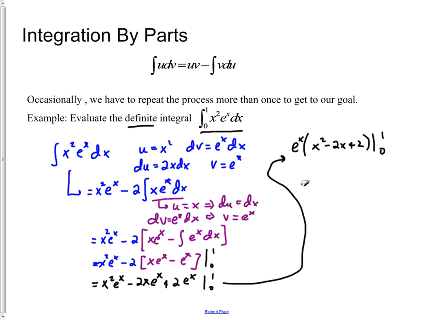So let's see what's going to happen. At x equals 1, we're going to get e to the first times 1 squared minus 2 times 1 plus 2, well, that's just going to be 1, minus e to the 0 times 0 squared minus 2 times 0 plus 2, so that's going to be 2. And so if we work that out, that's e times 1. E to the first is just itself. E to the 0 is 1 times 2, so minus 2. So this is our evaluated integral. That's our definite integral. Okay, good luck with your work.